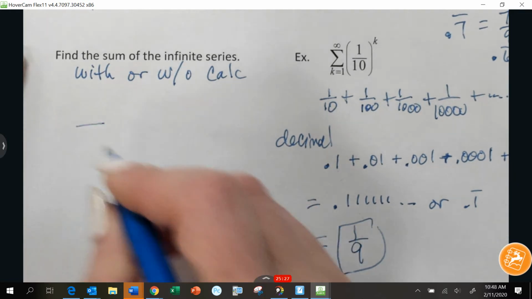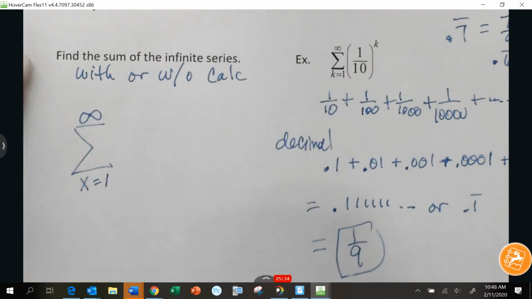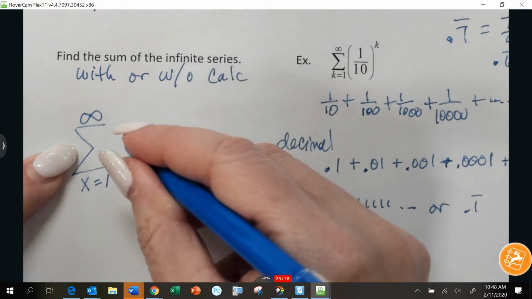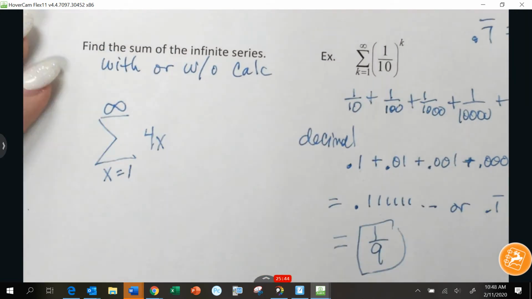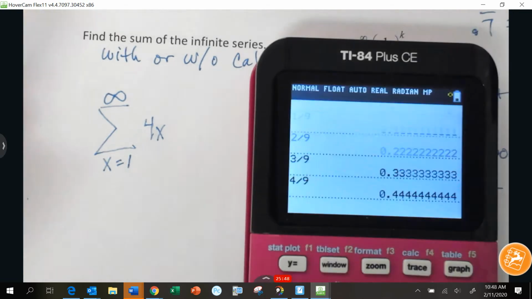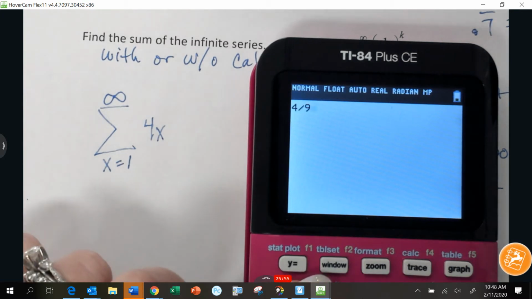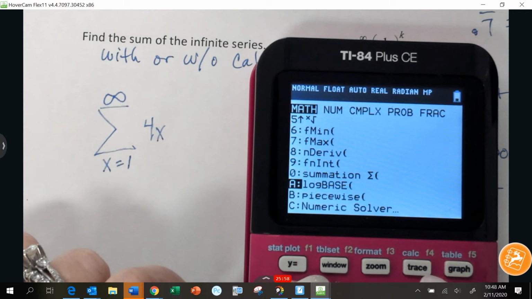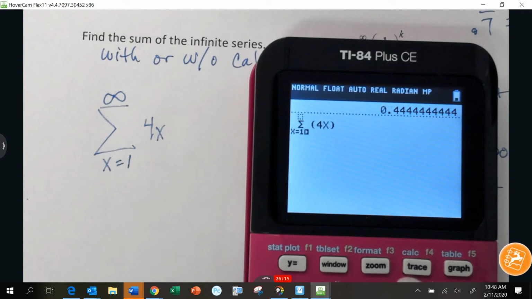I want you to do the sum from x equals 1 to infinity, and we'll do 4x as our formula. Your calculator, you cannot type in infinity. So you have to get your summation symbol. You're going to have to tell it that we're doing x, and we're starting at 1. You're going to have to tell it 4x is the formula. But what you can't tell it is infinity.